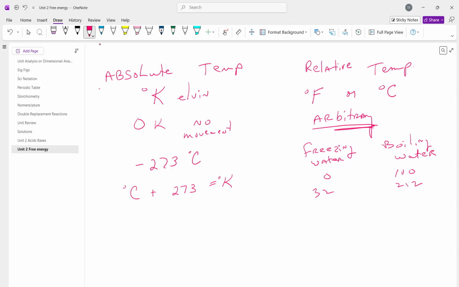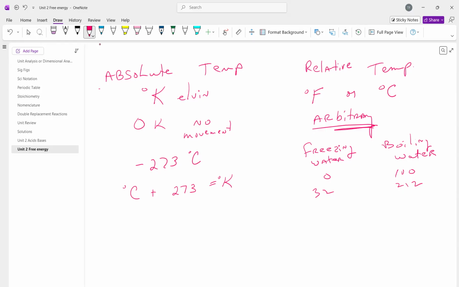And if we were talking about Fahrenheit, it's called Rankine. Same idea. Zero is no movement at all. Okay, that's the first thing I want to talk about with temperature.